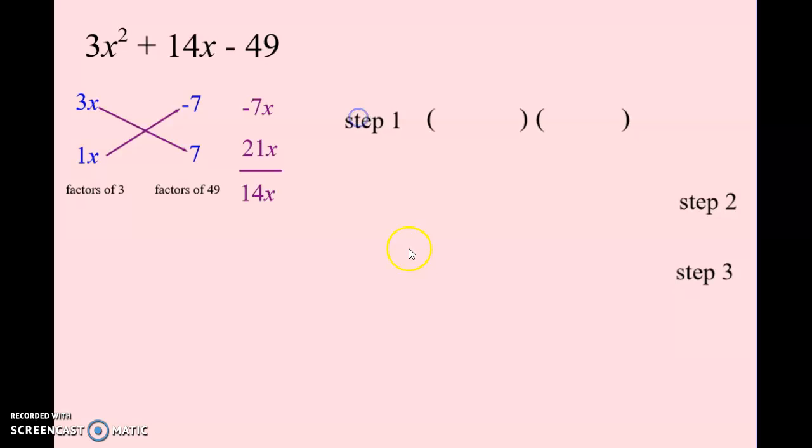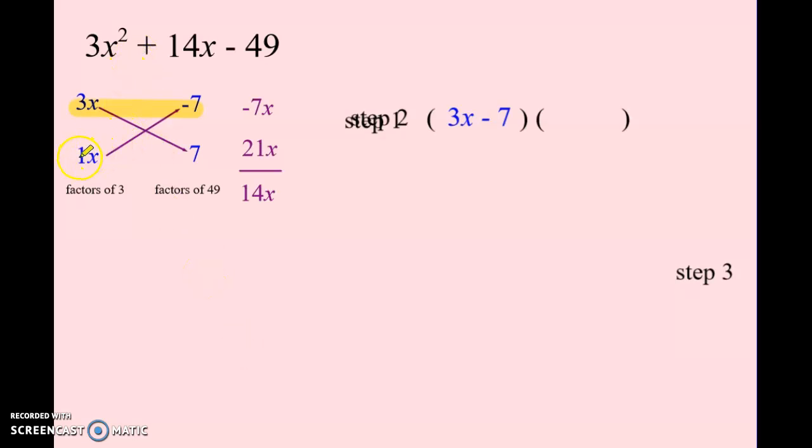Draw my two parentheses. Step 1, go straight across. Those two become my first terms in my binomial, 3x minus 7.